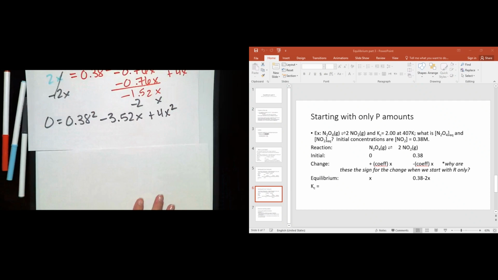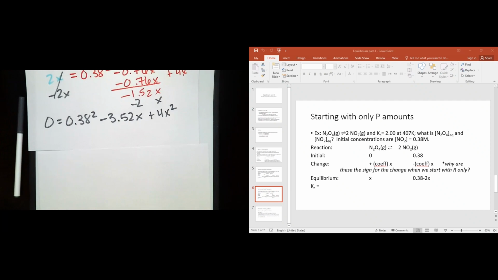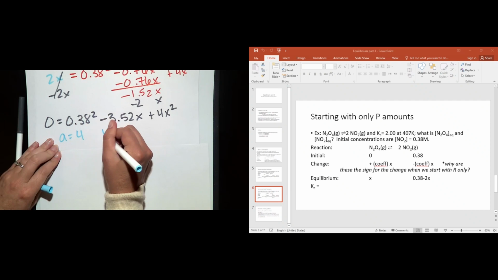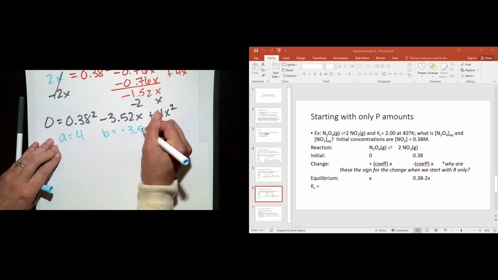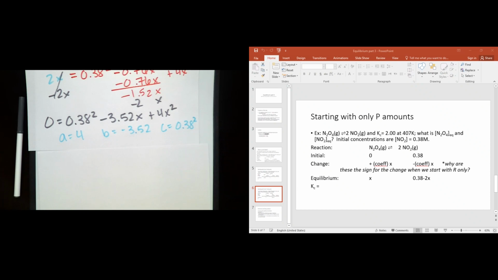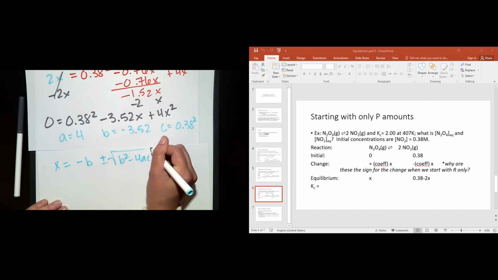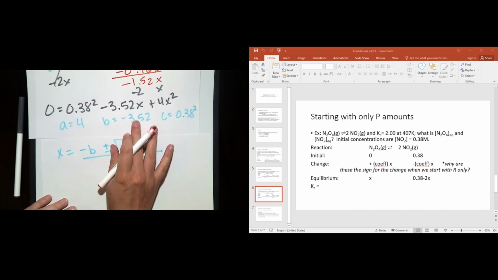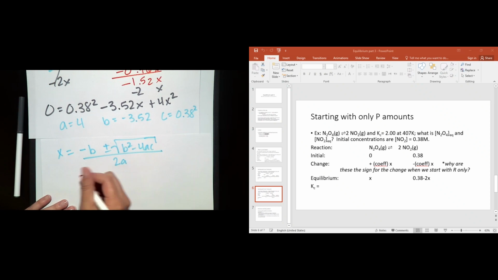This is something you need to be comfortable doing even if you have your calculator set up to solve it for you. A equals 4, B equals negative 3.52, and C equals 0.38 squared. I just didn't bother plugging that in, but you are more than welcome to. X equals the opposite of B plus or minus the square root of B squared minus 4AC all over 2A. So now I'm going to set that up by plugging in the A, B, and C values that I got.